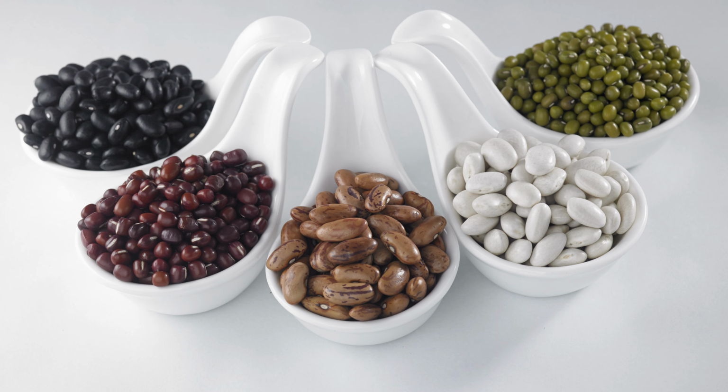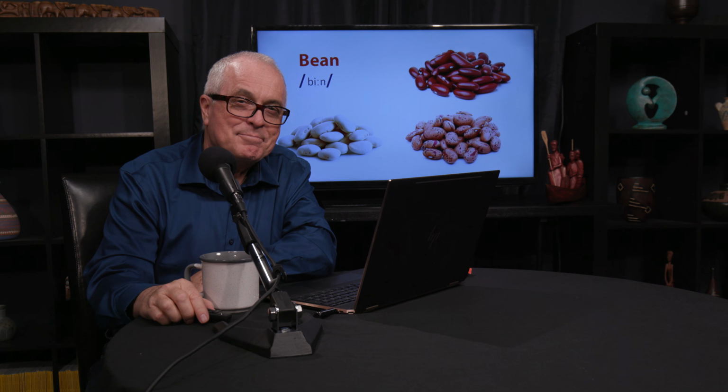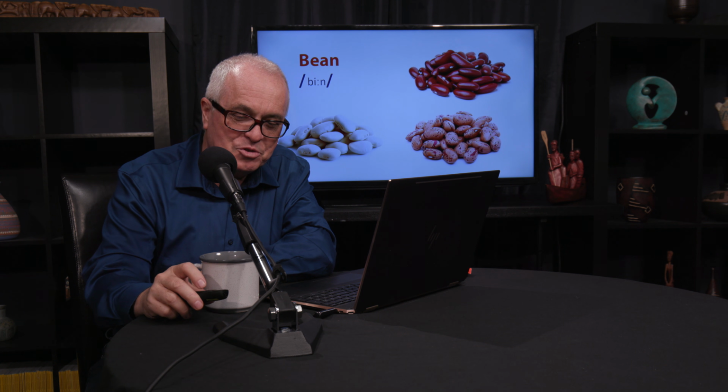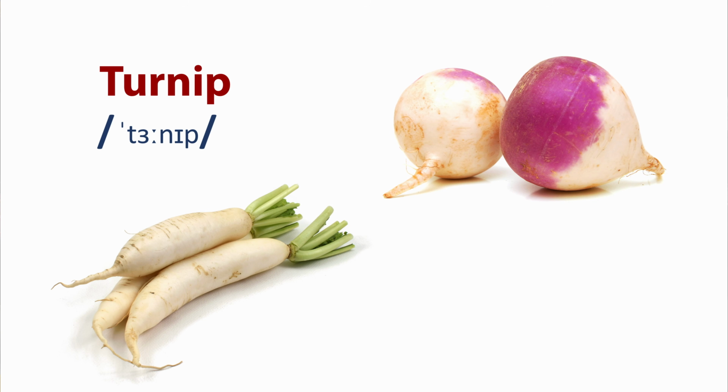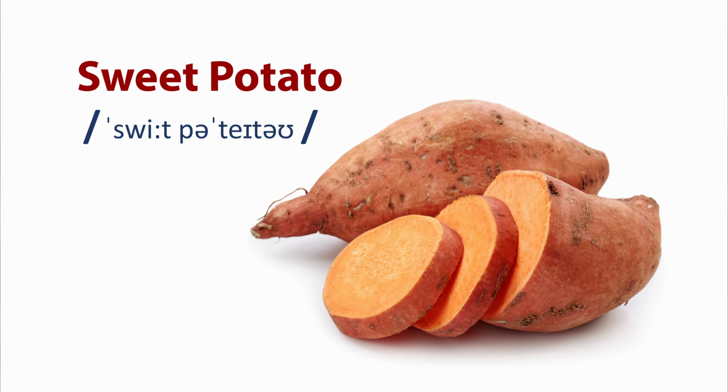That's another one that I'm going to have to maybe do a lesson on sometime and show you how I make my 5-bean soup. The turnip. Turnip. Many different shapes and varieties of turnip I've seen all over the world. Sweet potato. Now, this type of potato in Canada and the United States is also called a yam.